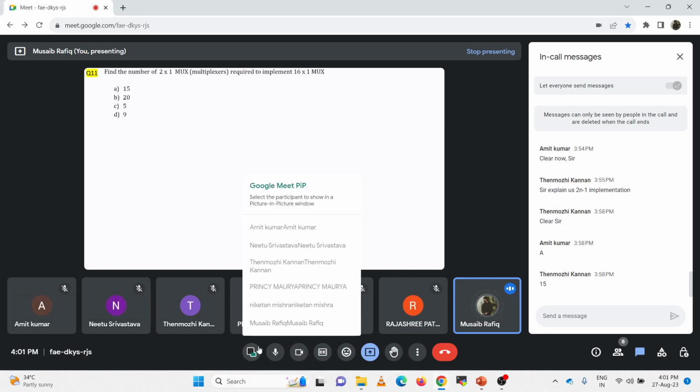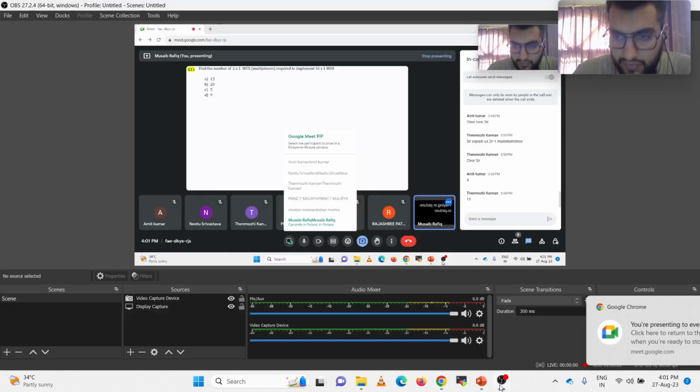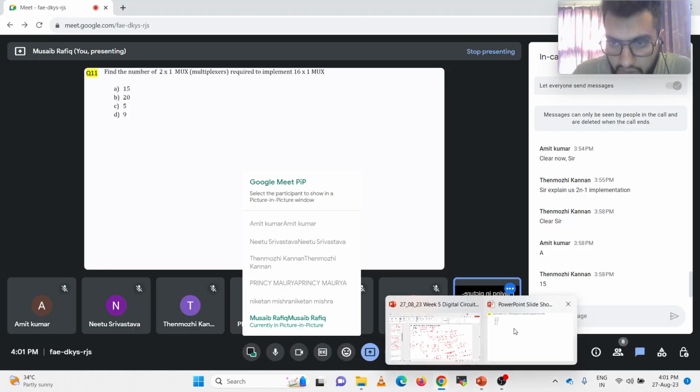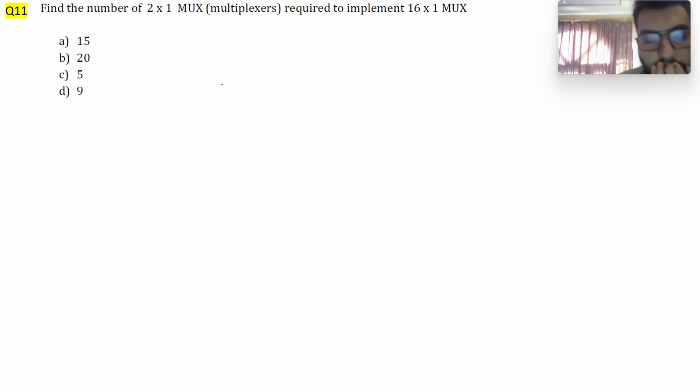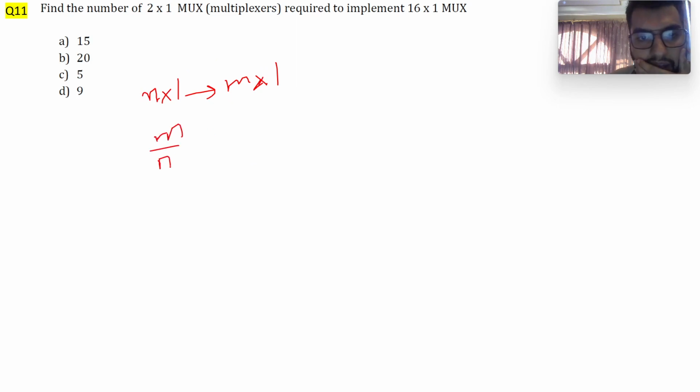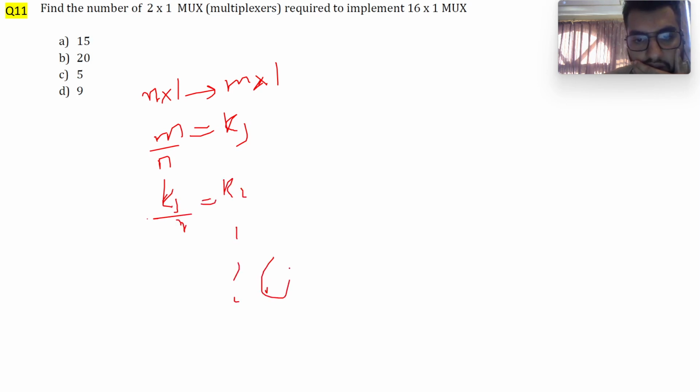So I can see some of you have done this question. Let me show the solution first. So you are required to implement a 16 to 1 mux using 4 to 1 mux. So this can be done even. If you have n cross 1 mux and you need to implement m cross 1, you can do it by m by n, call it k1, then k1 by n, call it k2, and so on up to 1, and then the number of muxes required will be the summation of the k's.